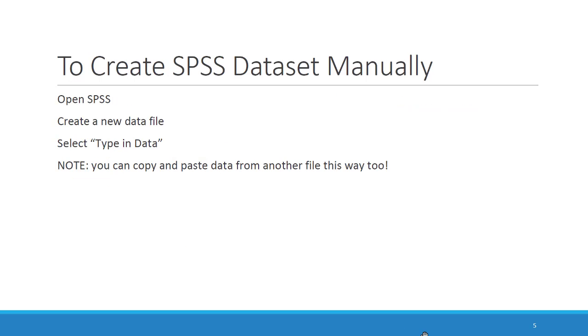To create an SPSS dataset manually, you can open SPSS and select type in data. And so you can just simply type data in if you want to see how that works. You can also copy and paste data from another file this way too. We're not going to do that today, but certainly feel free to try that on your own if you would like.